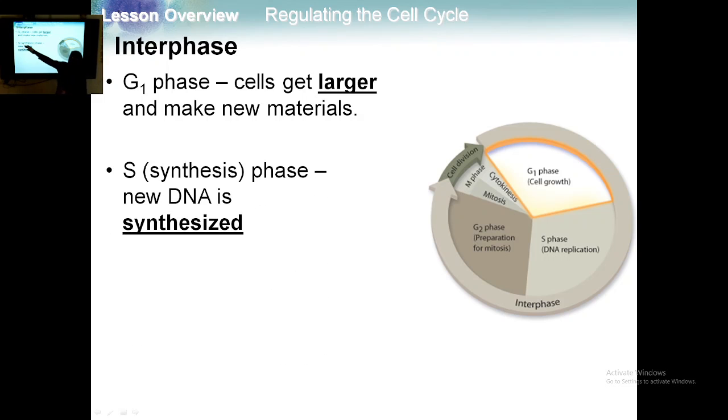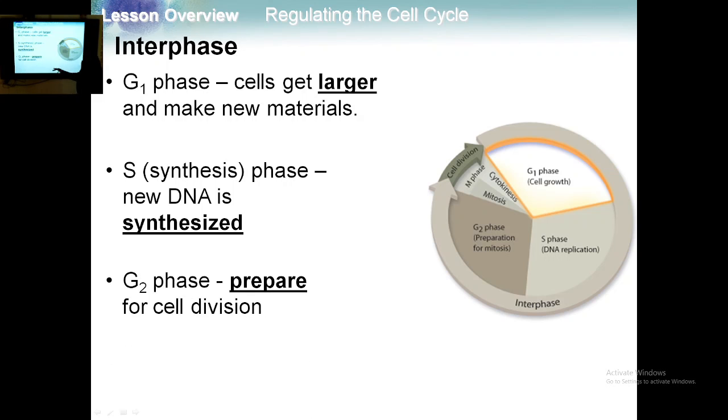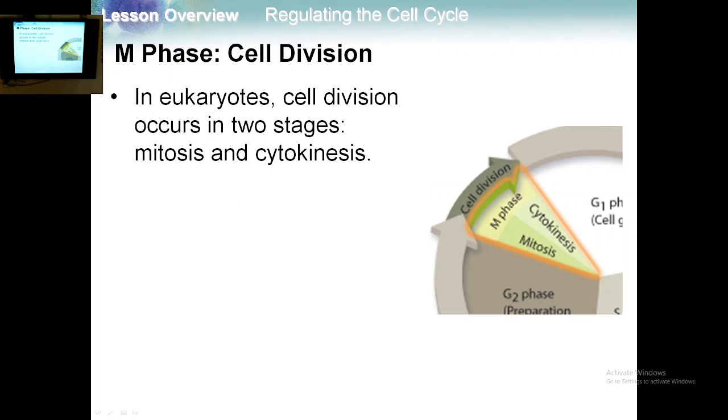In the S, which is the synthesis phase, we need to synthesize new DNA components. The G2 phase prepares for cell division. So we have three phases here, G1, S, G2. In G1, the cell will grow and duplicate the material found in the cell: proteins, enzymes, anything that is needed by the cell will be duplicated here. In S, synthesis, the DNA will be synthesized and duplicated, while in the G2 phase, the cell will prepare itself for cell division.